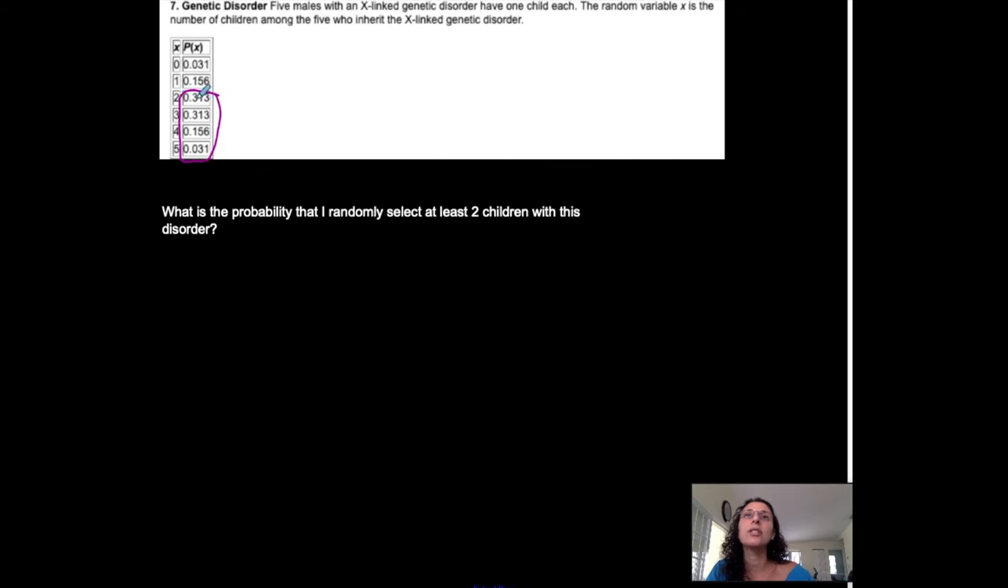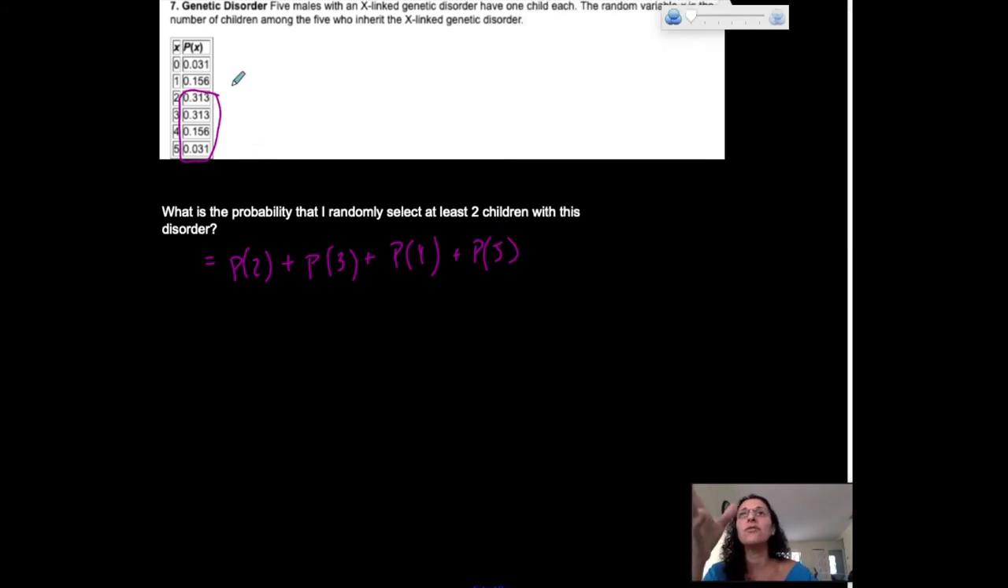Well, what's easier? Is it easier to add this and this and this and this, or to use the complement? Let me write it both ways so you have it. At least two means two, or three, or four, or five. Well, what is easier than doing all those? Now imagine if you had to calculate each of these probabilities. They're in front of you, so it's not that bad. But imagine if you had to calculate each of these. It is easier to say I'm going to use the complement and add these two together. Actually, let me write it out first.